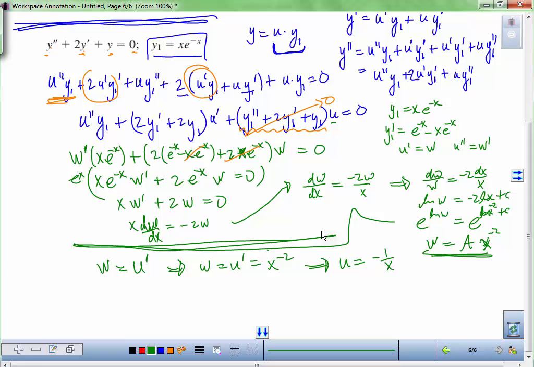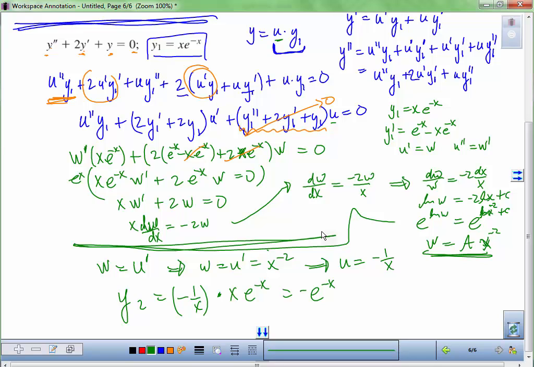All right. So are we done? No, because that's what u is equal to, and then I have to multiply that with y1. So to get the other solution, you need to take your u function that you just found, 1 over x, and then multiply that with y1. y1 was x e to the negative x. So this will become just e to the negative x, or negative. So there's our second fundamental solution.